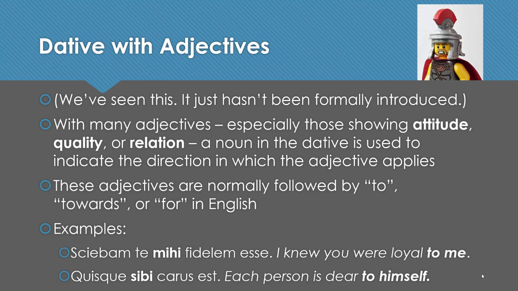We've even seen this with passive periphrastics, like, it is necessary for me to do something, right? And then that "for me" is in the dative. Nothing new there, right? So just datives with adjectives. Be aware of them. Be aware that they exist. Make sure you get these notes down.